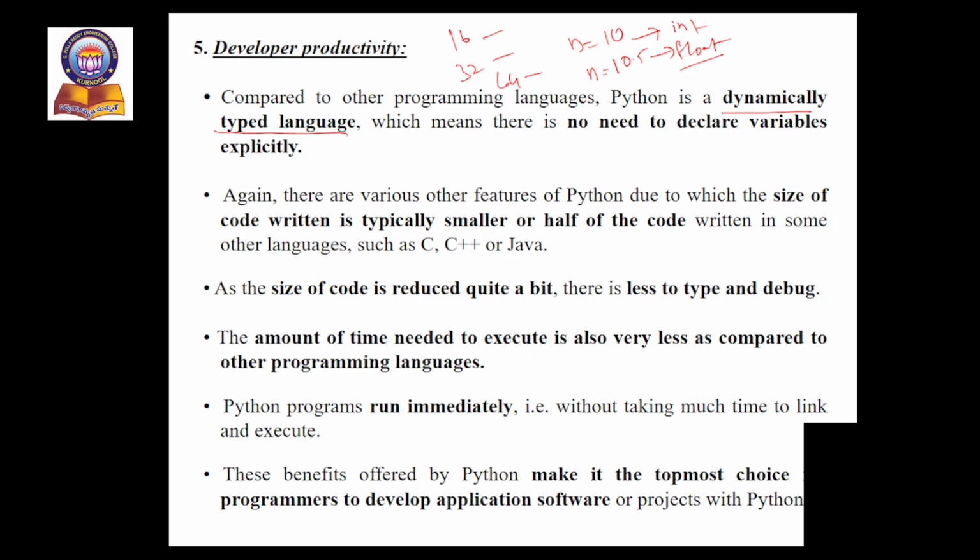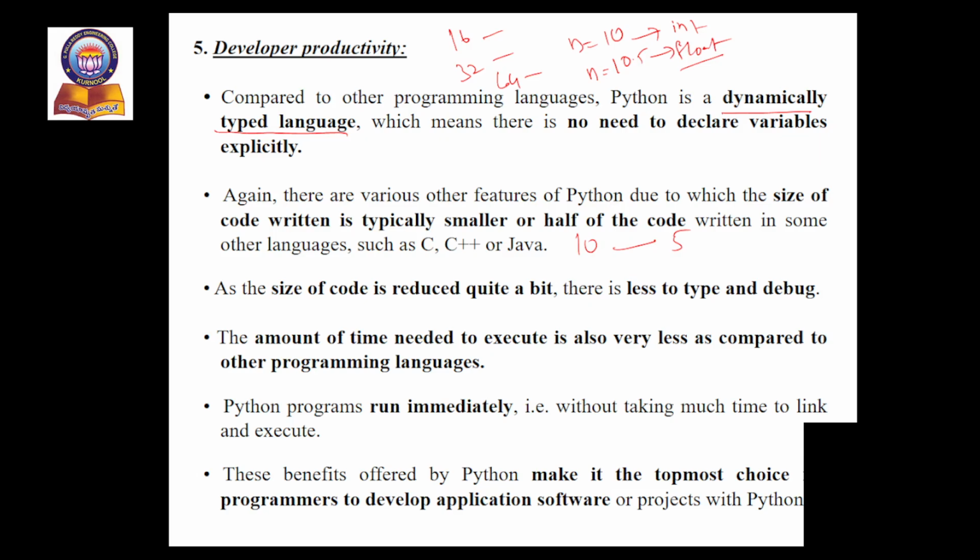So the size of the code can be reduced quite a bit. Compared to C, C++, Java, whatever programs you write in C, C++, Java, the same program you can write in Python. There, if you are using some 10 lines of code, in Python you can write it within 5 to 4 lines of code only.